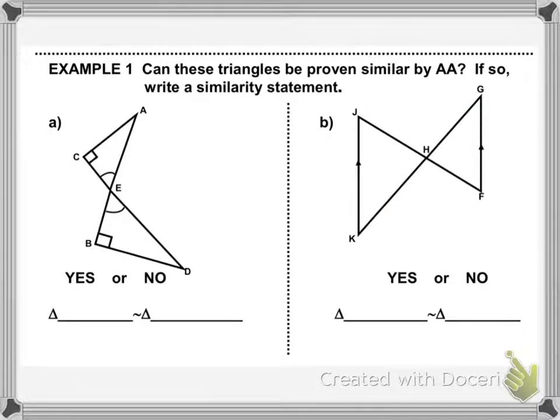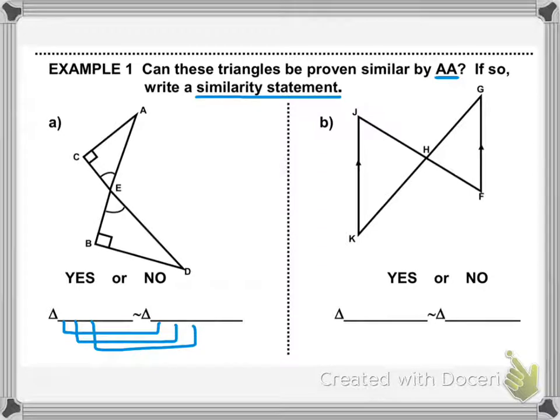So in this example, can the triangles be proven similar by AA similarity? If so, write a similarity statement. A similarity statement is very similar to a congruency statement. You're just going to match up the corresponding vertices, right? So we'll do that in just a second.